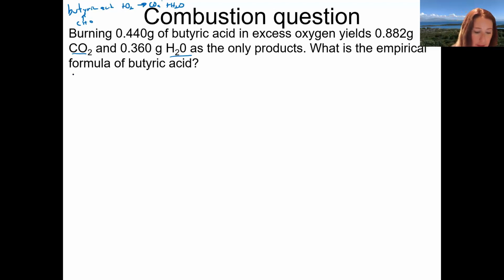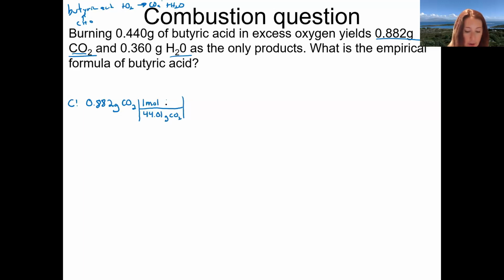So first let's find carbon. This has a multi-step process, so hopefully I've given you enough room to write this. If we have 0.882 grams of CO2, we can get to grams of carbon. We'll do this very neatly. The molar mass of CO2 is 44.01 grams. Again, I just added it from the periodic table.